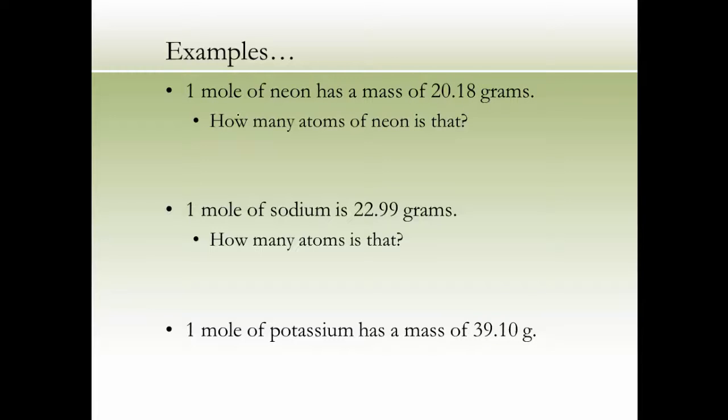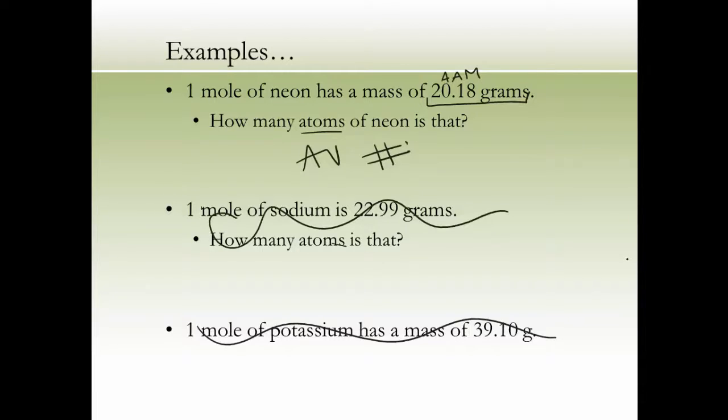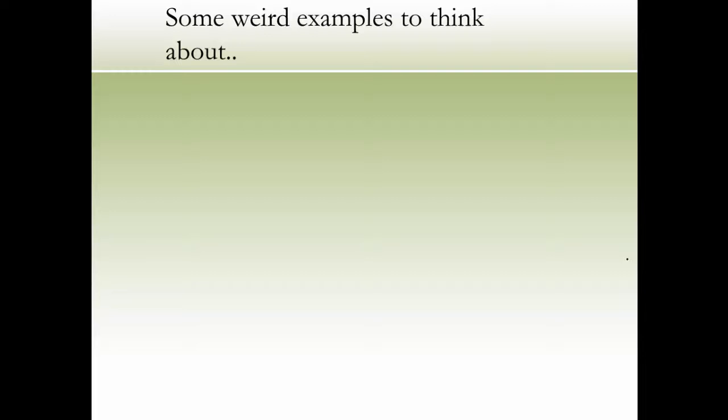Here's another one. Neon, 1 mole is 20.18 grams. That's its average atomic mass. How many atoms is that? Well, I'm just going to write Avogadro's number, 6.02 times 10 to the 23rd. I don't know why this same question keeps popping up. Getting some repeats here. Here's some different examples to think about, okay?